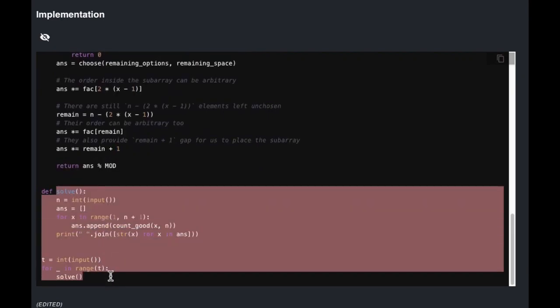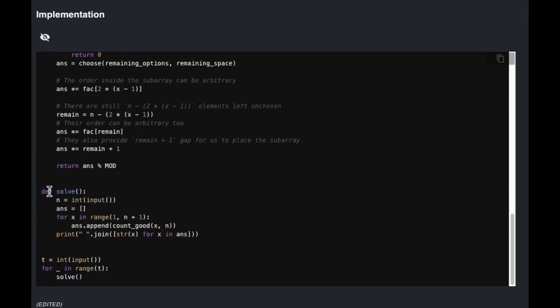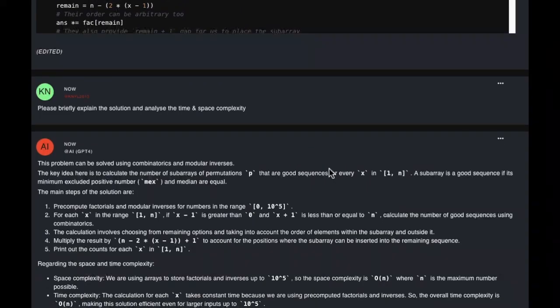This is how we read the test cases. I'm not going to go through them one by one. Basically, you just read all the test cases, then iterate the x value from 1 all the way to n, get the good count of that, and return all the answers here. So that's pretty much all. Let's try to submit the problem. Okay, accepted. Let's go through the time and space complexity.